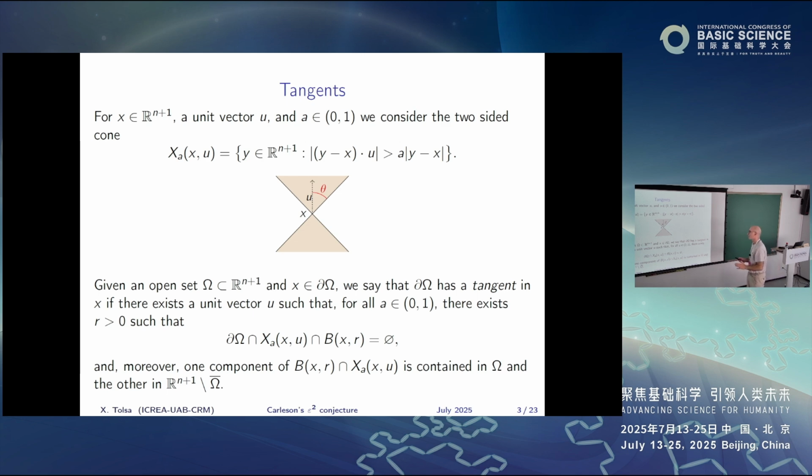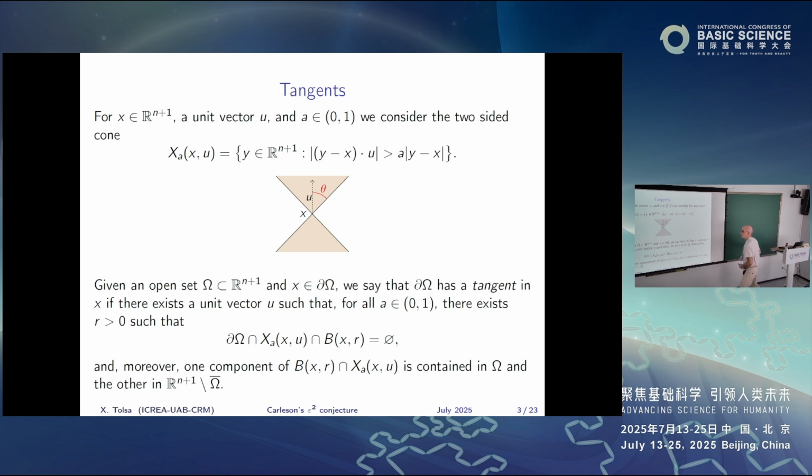In the particular case of open sets, we ask an additional condition that perhaps is not very standard, but I think it's appropriate for this talk. This additional condition is that one component of this cone intersected with the circle is contained in omega, and the other component is contained in the complementary domain. For instance, you can think about Jordan domains, and then we will ask that one of these one-sided cones is contained in the domain, and the other in the other Jordan domain. All right.